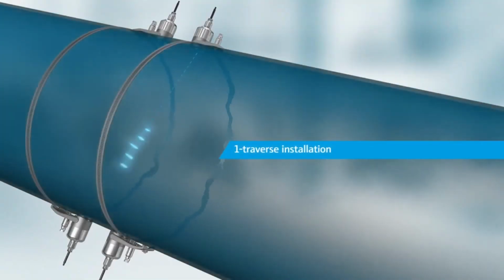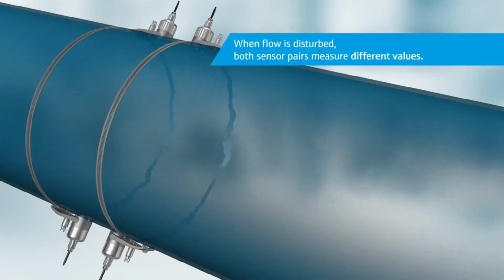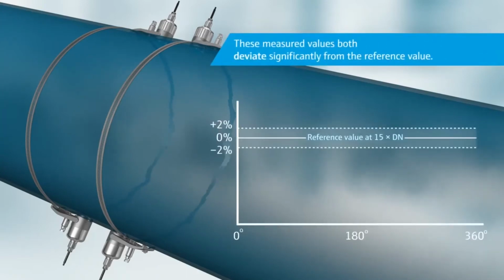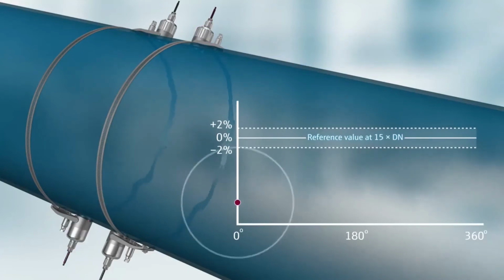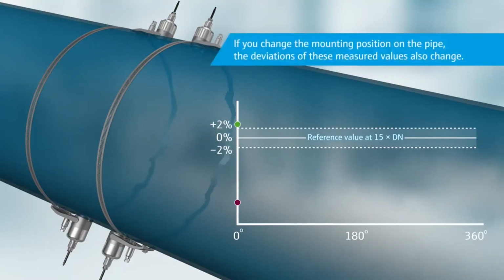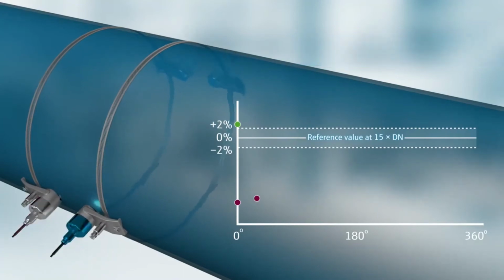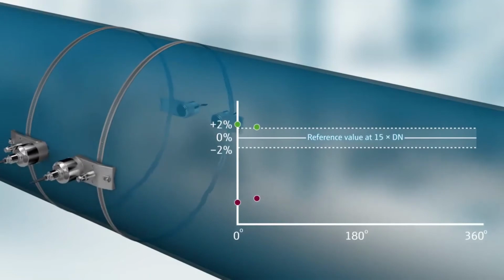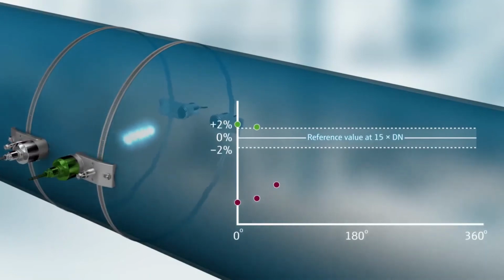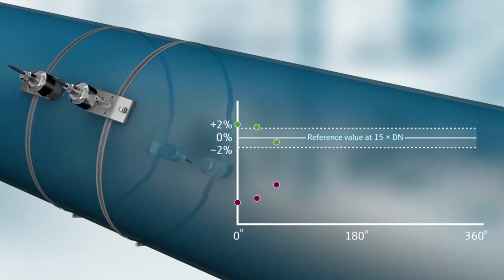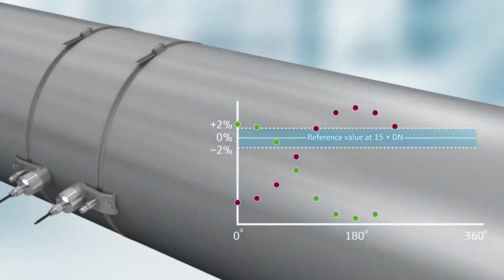There's also a single transverse installation as well for very large pipes, and you can see this demonstrated on your screen now. Now, when the flow is disturbed, both sensor pairs measure different results, and these values are different compared to the reference value. You can see on the chart here, we're going to be plotting what these transverse paths are reading. And if you change the mounting position, let's say we move it a few degrees clockwise, and we keep doing that, and we keep plotting the measuring points on the graph here, we'll eventually find out that the mean of these measurements equal the same value.